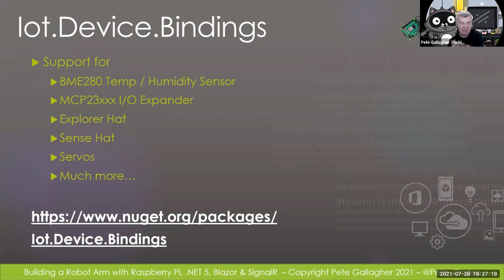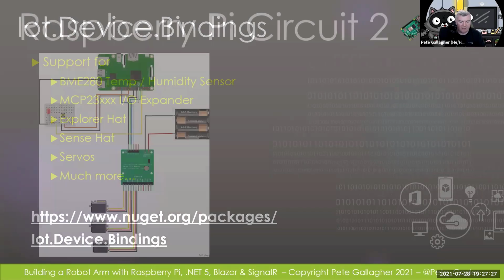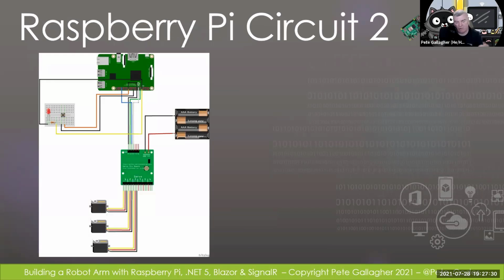But onwards from that, what's good for us is that there is servo control within this IoT device bindings, which means that the act of controlling the servo is just so much easier. And I'll come back to the reason why that is shortly. But the circuit now grows because what I want to do is control this robot arm.